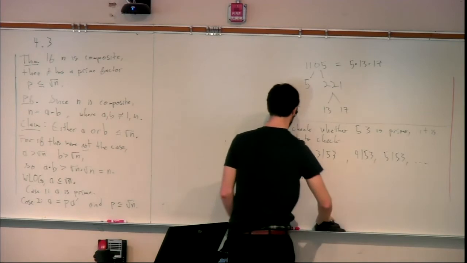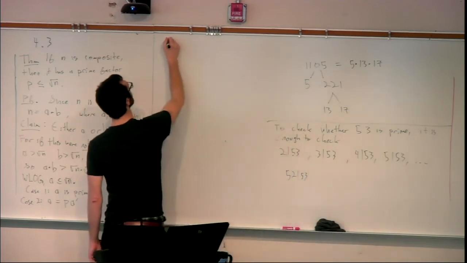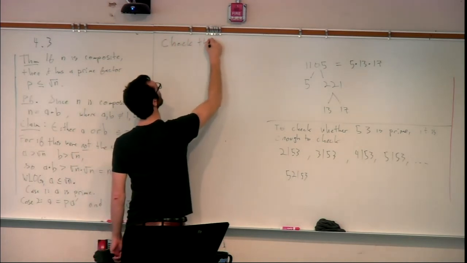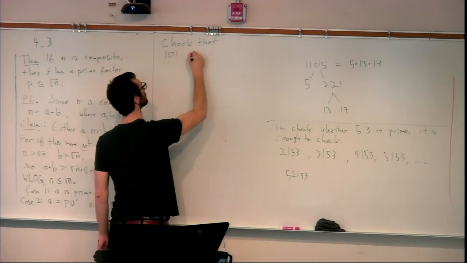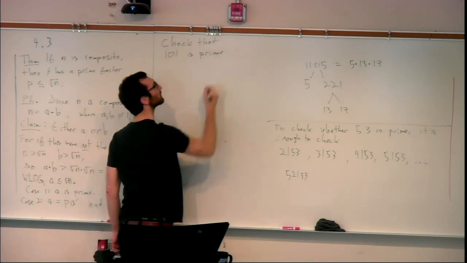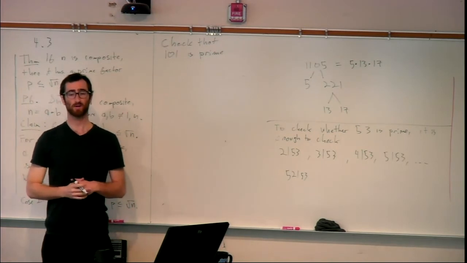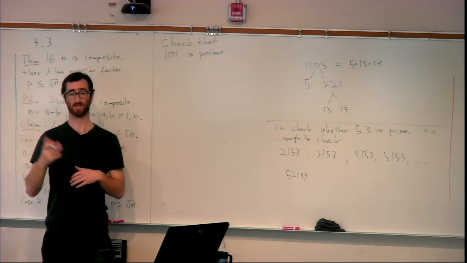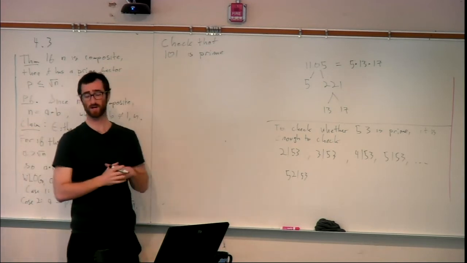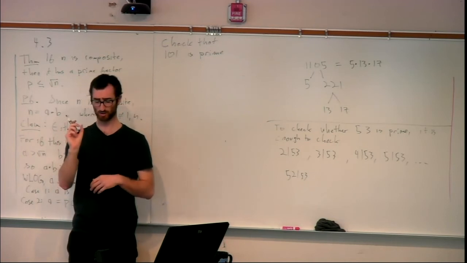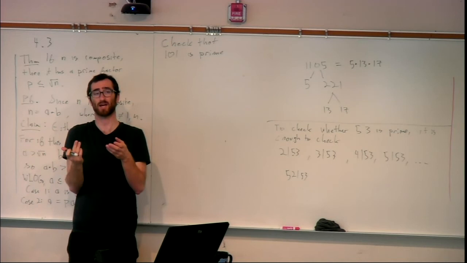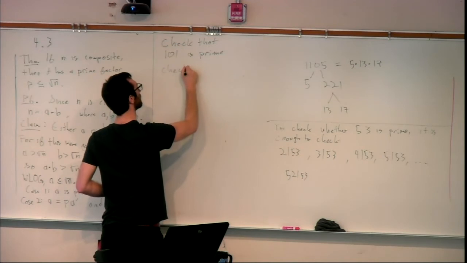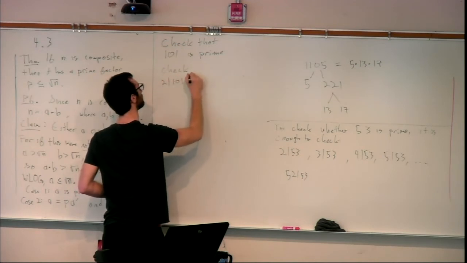So, for instance, if I want to check that 101 is prime, all I need to do is check whether 101 is divisible by the primes that are less than 11, right? The square root of 101 is a tiny bit greater than 10. So I really only need to check primes less than 11. So check, does 2 divide 101?